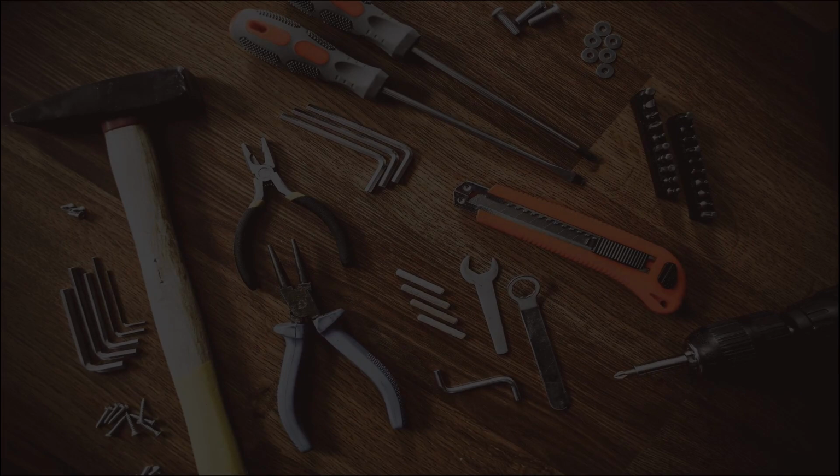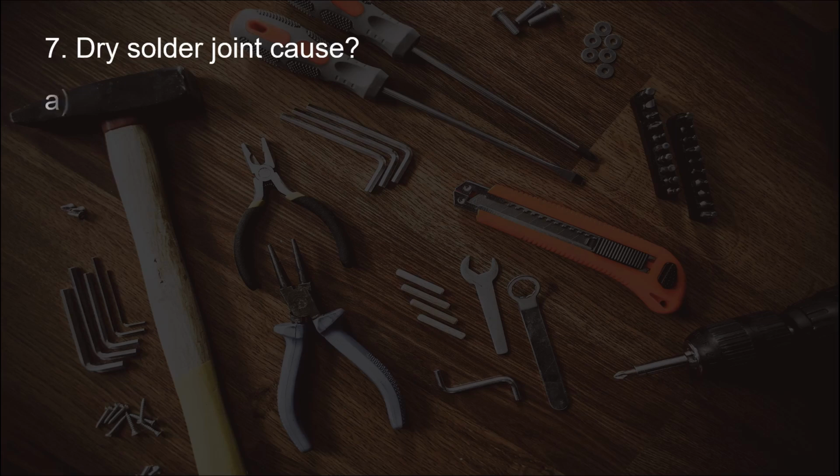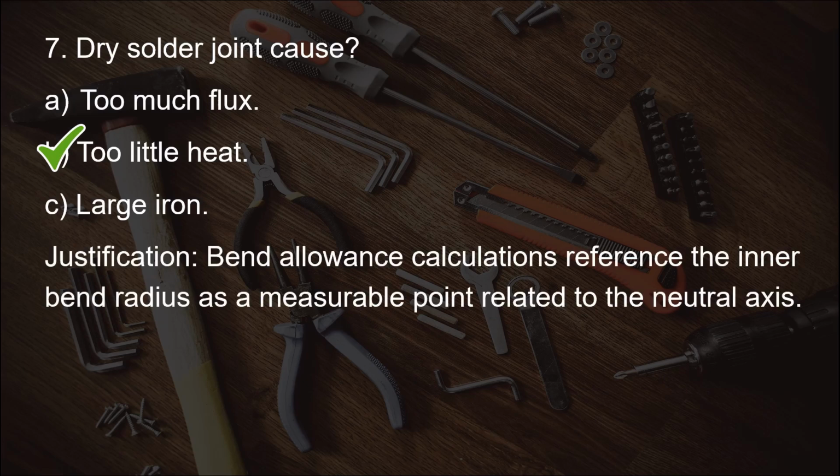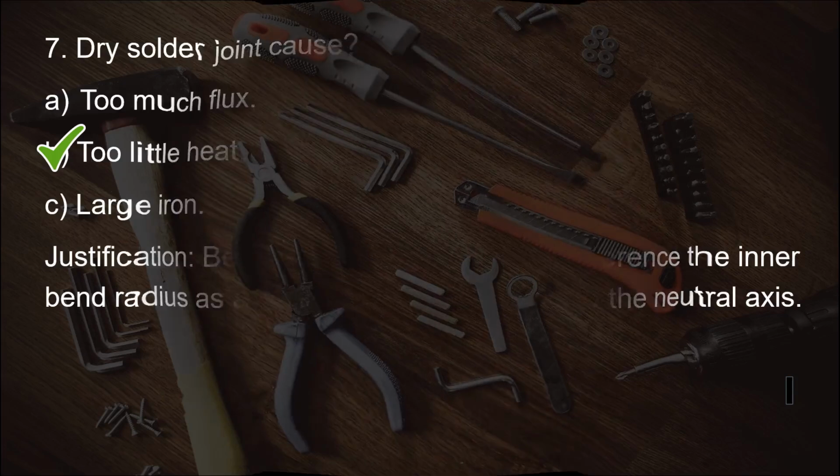Question 7. Dry solder joint cause? A. Too much flux. B. Too little heat. C. Large iron. Justification: bend allowance calculations reference the inner bend radius as a measurable point related to the neutral axis.